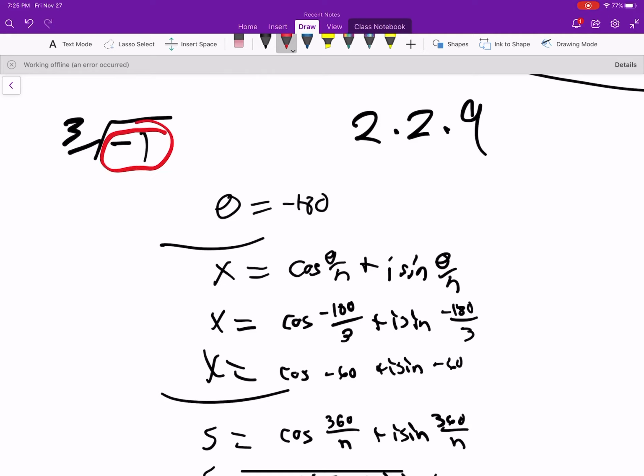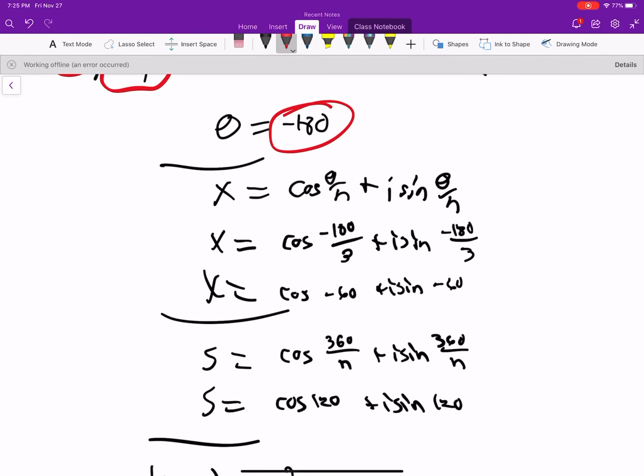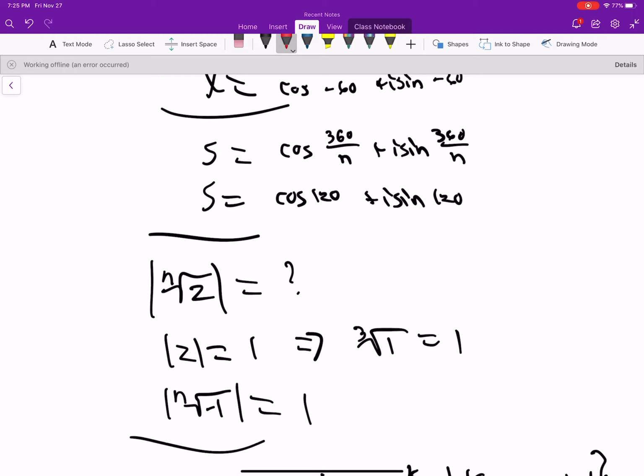That's 180 degrees because it's a negative number. We're going to go for the x value, theta over n. Theta is just going to be that 180 degrees, and then n is going to be this value here. And we end up with cosine negative 60 plus i sine negative 60. So then we go for the s value, which is 360 over n, which is just going to be 360 divided by 3, which is 120.